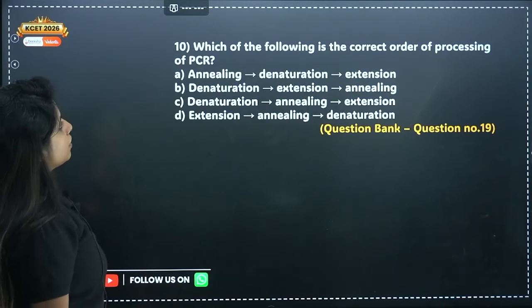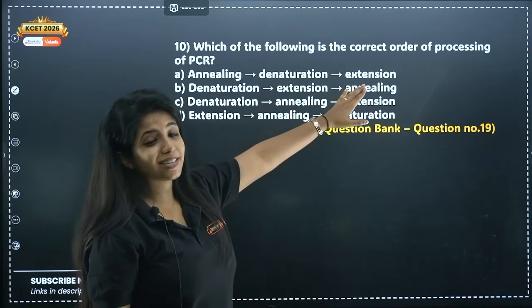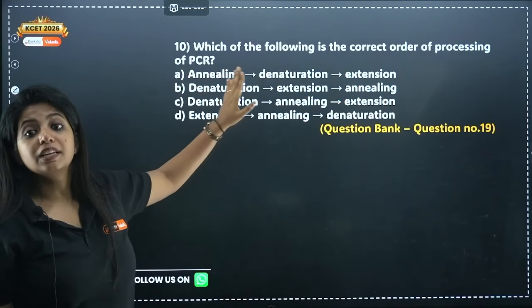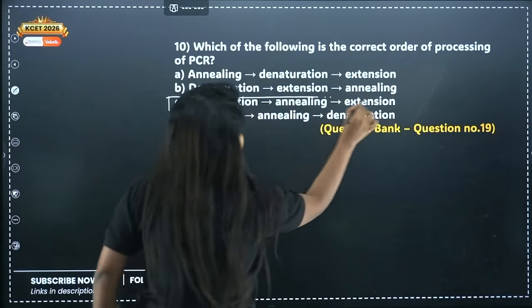Now, which of the following is the correct order of processing of PCR? Annealing, denaturation, extension. No, you need to denature first, then you have to attach the primers, then you have to extend it. So your answer for this question becomes C.